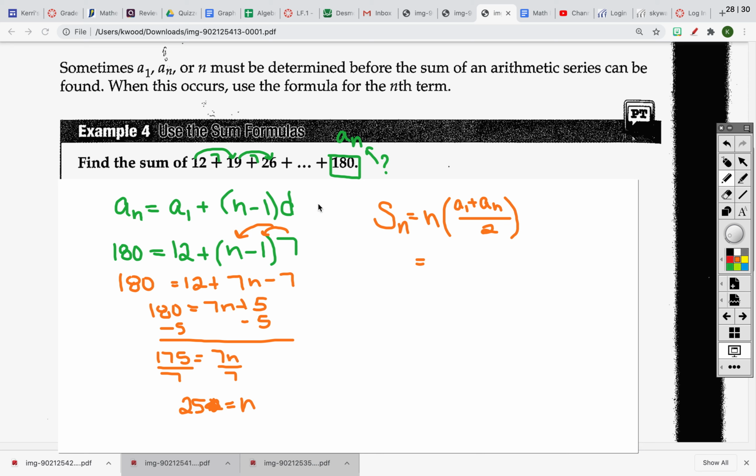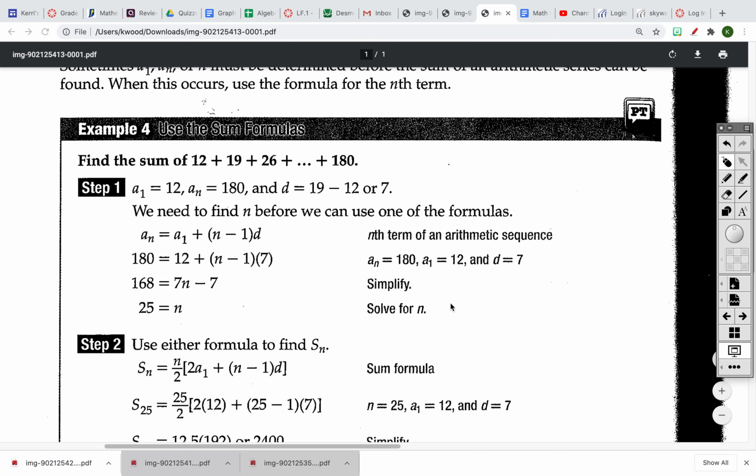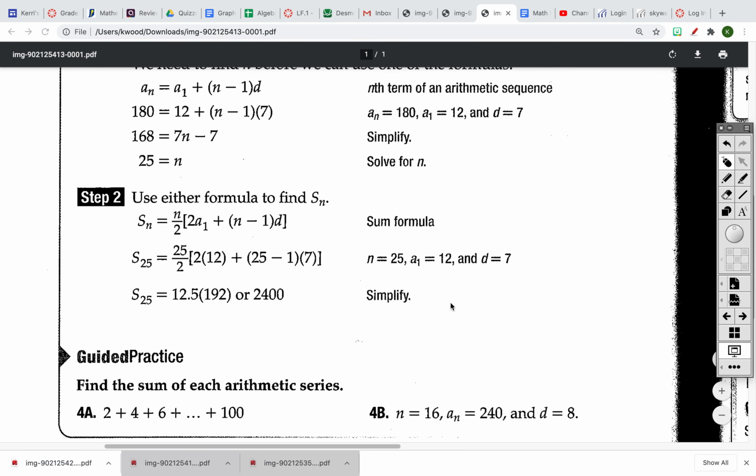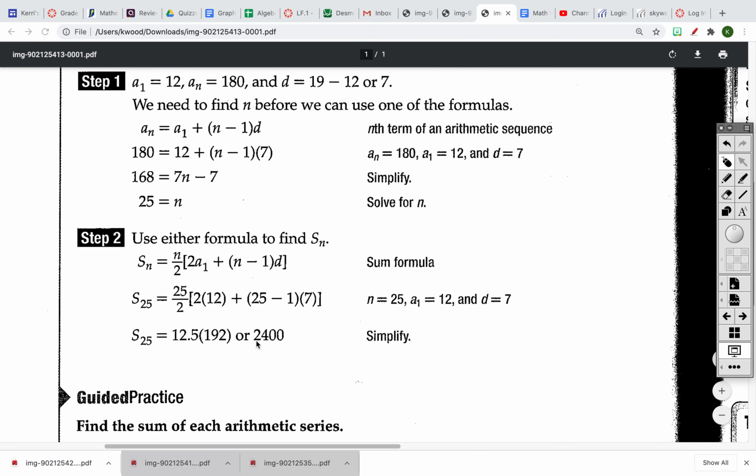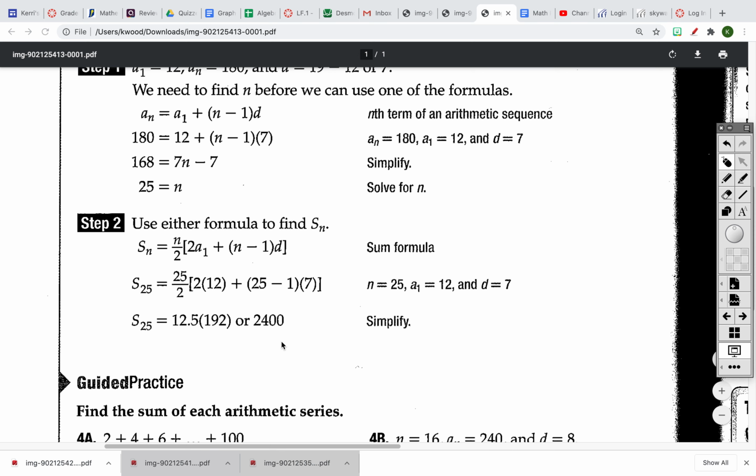We know that 180 is the 25th term, so it's going to be 25 times, a of 1 is going to be 12, a of n is going to be 180, divided by 2. This equals 25 times 192 divided by 2. 25 times 81. And 25 times 81 is going to be 2,400.